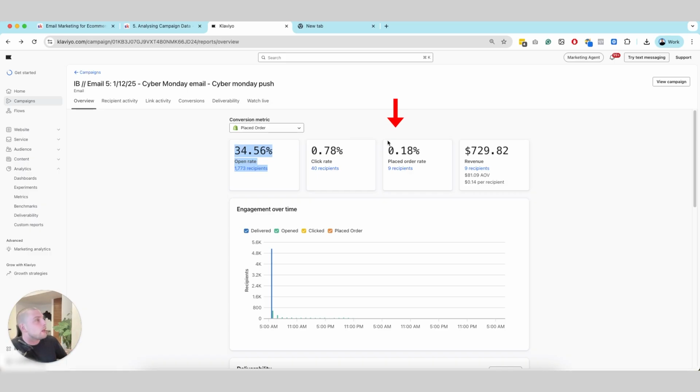Placed order rate, the thing that you're going to be looking at here in terms of what influences the placed order rate is largely going to be the content of the emails, what products you focus on, and offers that you have in the emails.